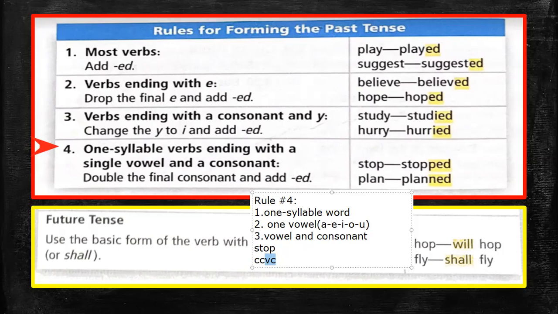So in that box that you drew next to vowel and consonant, you can also do a check mark. The word stop is a one syllable word. It has one vowel and it ends in vowel consonant. Because all of these three things are true, you put a little check mark next to it. Then with stop, you double the last consonant, which is P, and then you add ED. That's how you would form the past tense.